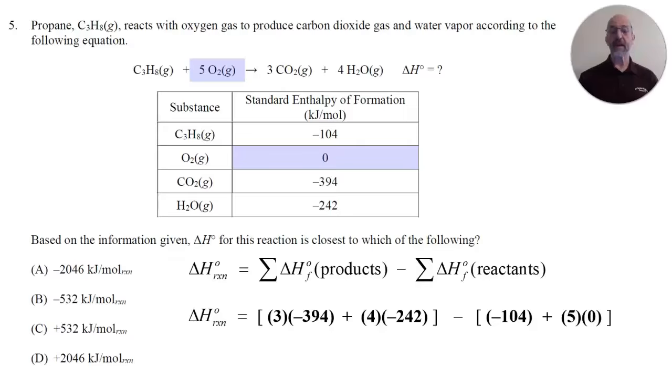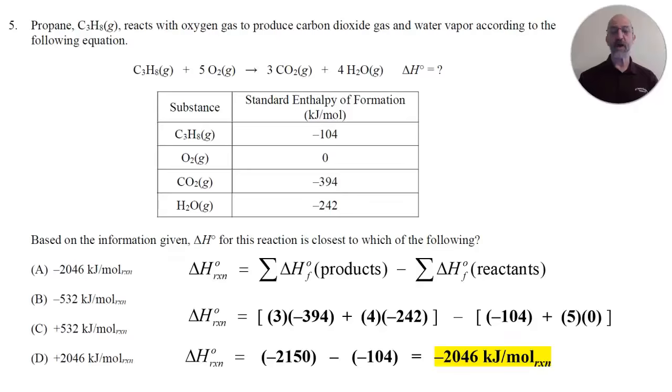Well, now that we have the setup, let's go ahead and do the math to calculate the change in enthalpy for this reaction. So it's going to be 3 times negative 394 plus 4 times negative 242 and then minus negative 104. And when I do that math, I get a value for delta H for the reaction, which is negative 2046 kilojoules per mole of reaction. So the correct answer to question 5 is choice A. Now let's move on to question 6, which is similar to question 5.